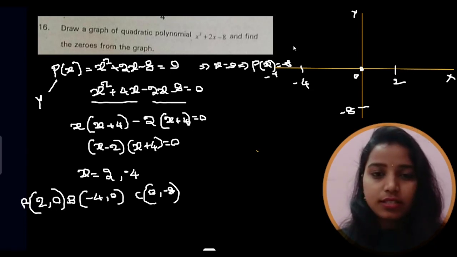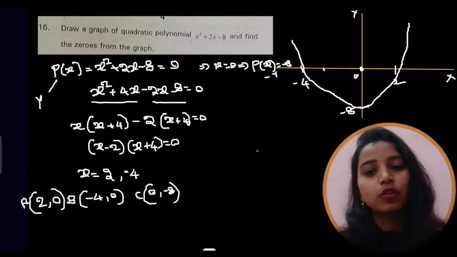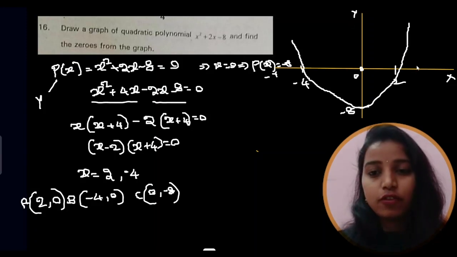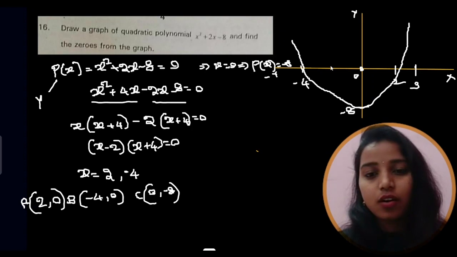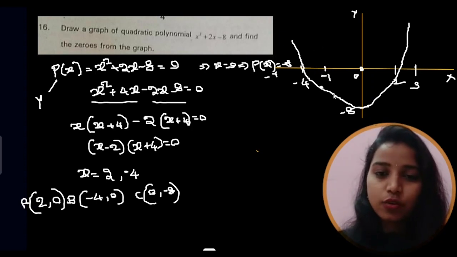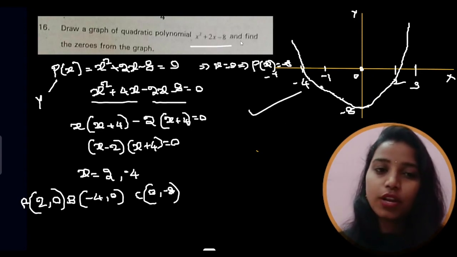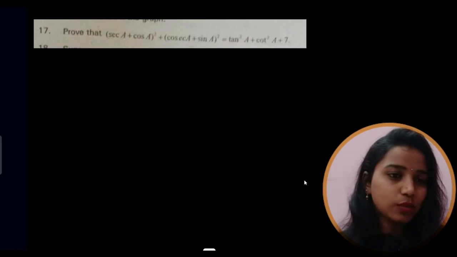Then, if you just add all these points, then you'll get a graph like this. Okay. If you substitute, if you find the values of 3 or minus 1, minus 2, minus 3, then you will get points here too. Got it? So this is the graph of this polynomial. Fine. Now let's see the next one.